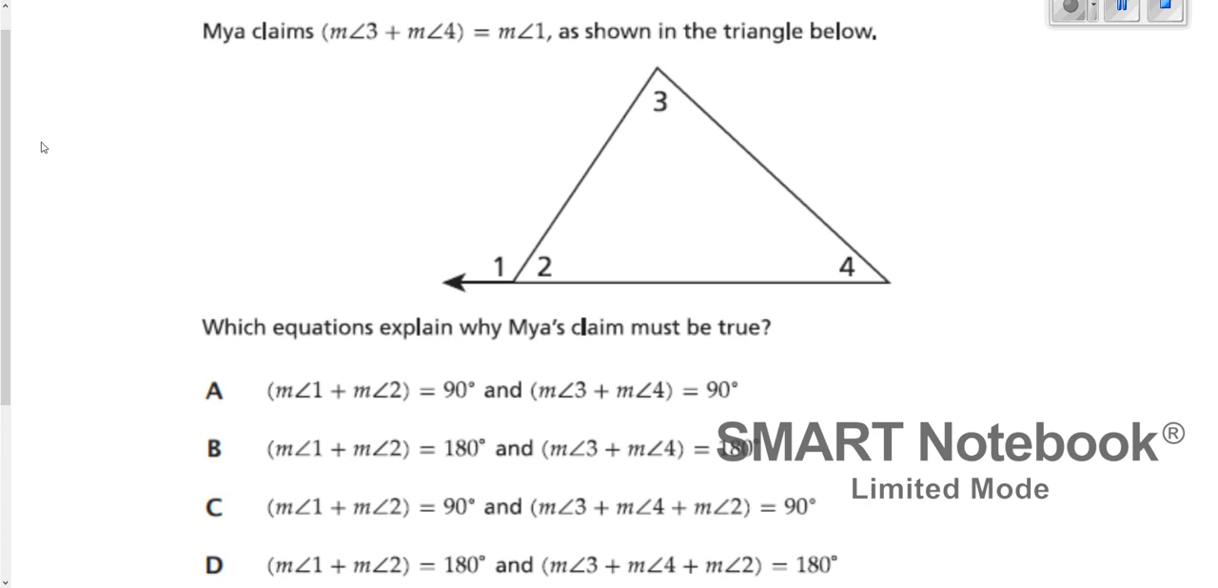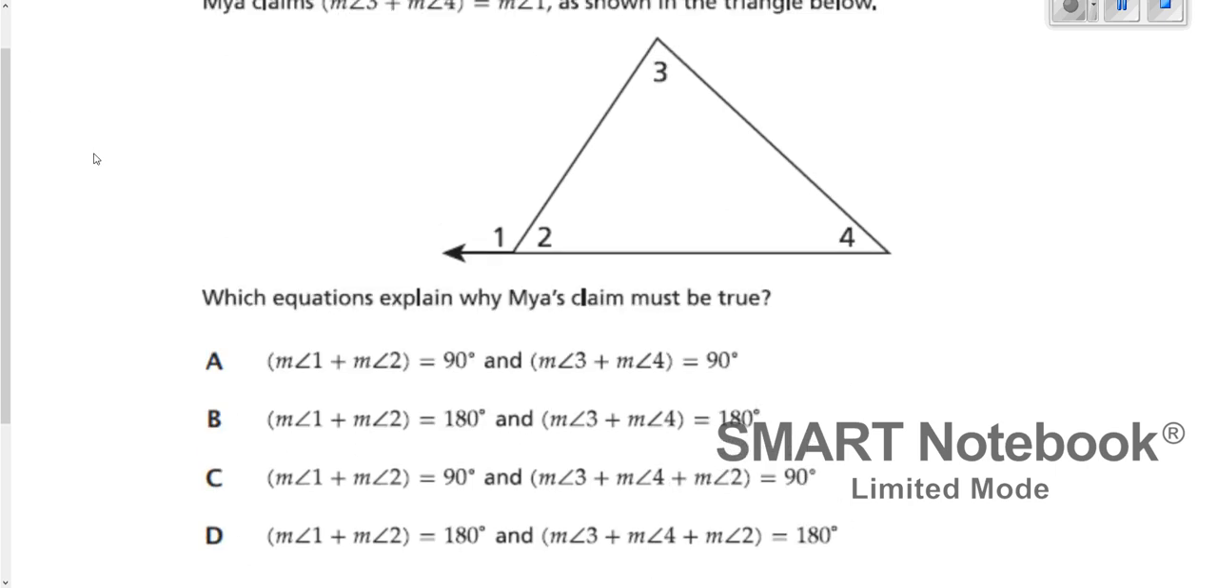Now, we know that's true because angle 1 is an exterior angle, and we said that an exterior angle equals the sum of the two angles not touching it. Now, we just have to look at the choices and see why it's true. Basically, we're just seeing which ones are true and which are false. So choice A, angle 1 plus angle 2 equals 90. Those are these angles. But we just talked about that. Angle 1 and angle 2 equal 180, not 90.